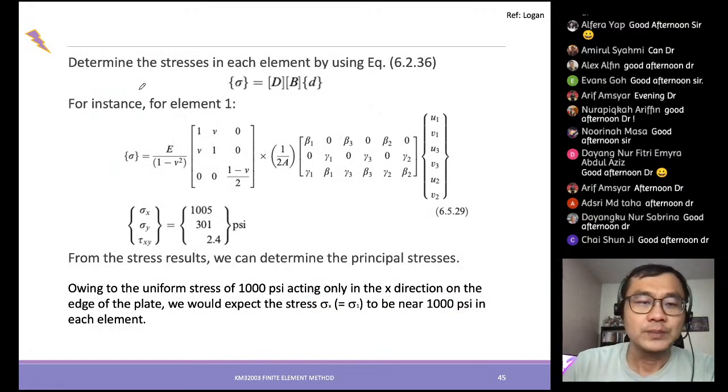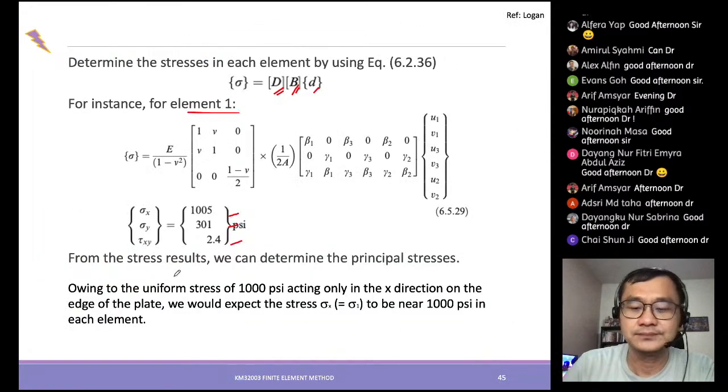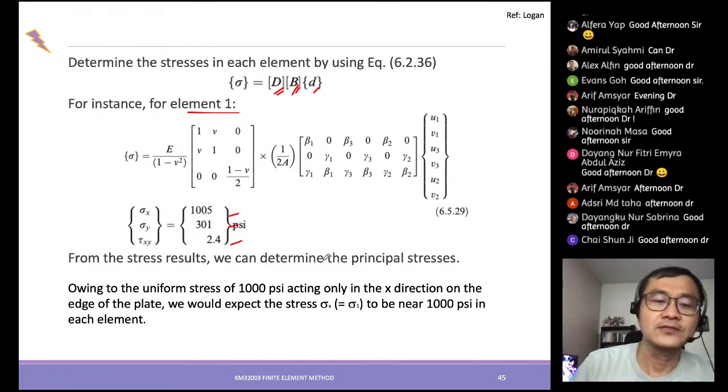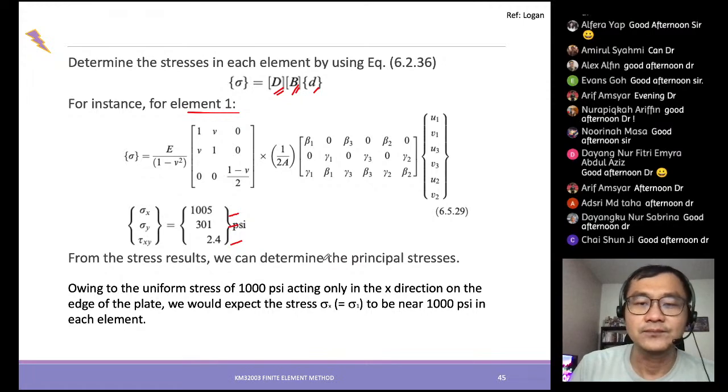Based on that, once you get the displacement, put in the proper matrix, the gradient as well as the constitutive matrix. This is the constitutive matrix for a plane stress problem. You should get the stress acting on the element itself, for element number 1 as well as element number 2. You just have to calculate accordingly for each of the elements.